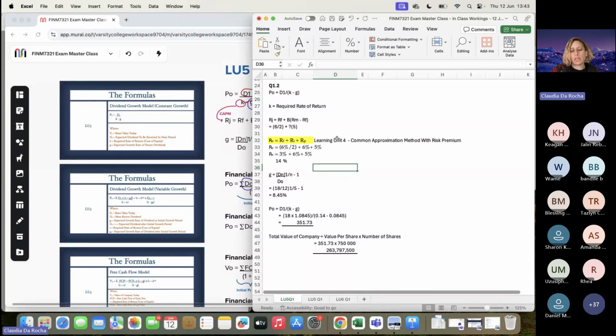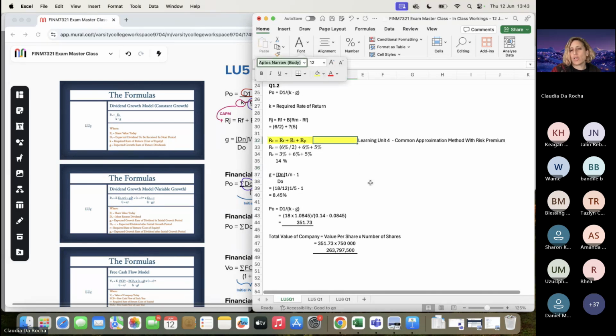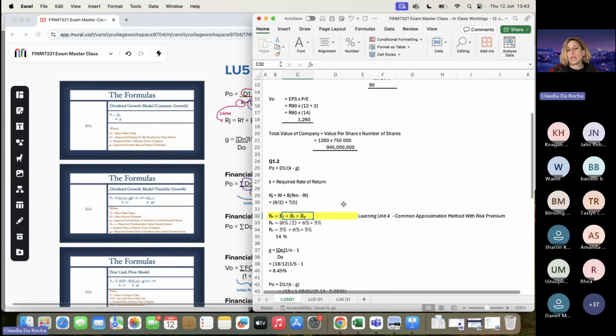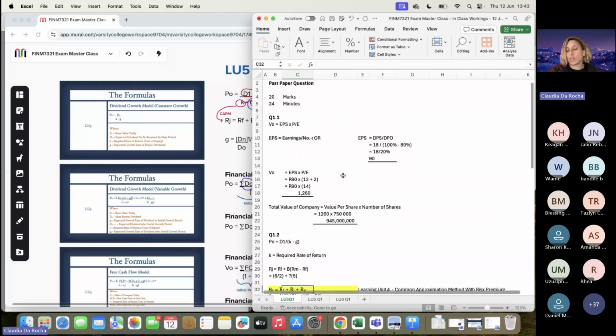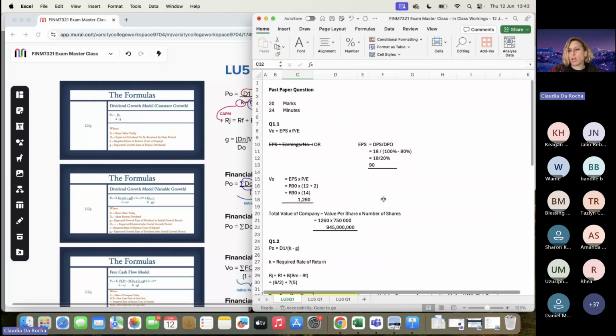So that's what's difficult about this exam, right? Because you can mix. You see here, this is a Learning Unit 5 question, but we have CAPM, which was from before. We also have Common Approximation, which was from Learning Unit 4. And then there's EPS and everything in here, which is from Financial Management 2A. So that's what makes it quite difficult.